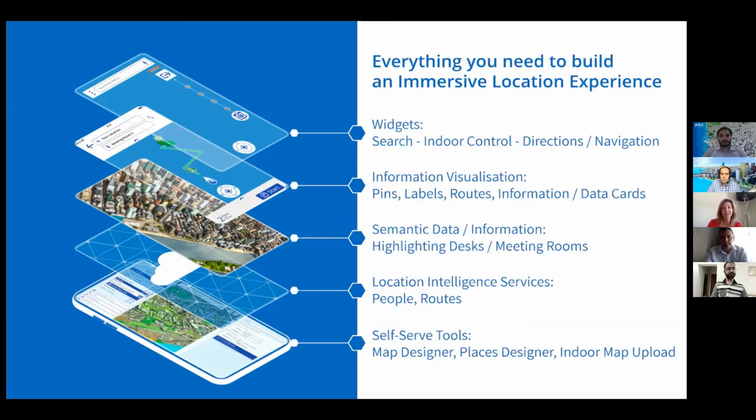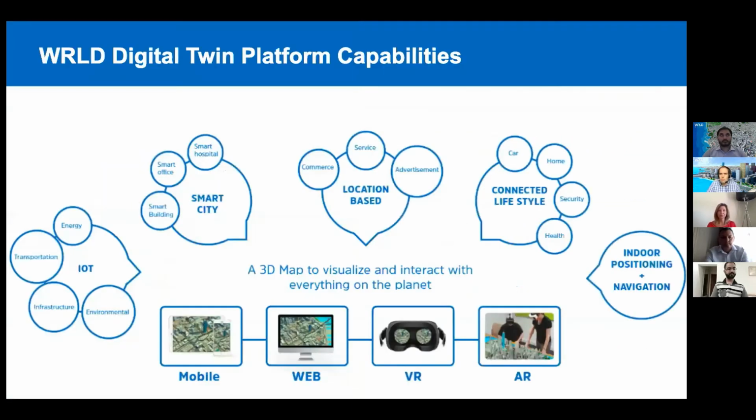Okay, so this single slide shows the broad capabilities of our digital twin platform. So basically, we are saying that you can visualize and interact with everything on the planet. By connecting IoT devices to our platform, this turns everything into intelligent things and can help you monitor and manage energy usage and real-time transportation, for example. These IoT devices and intelligent things are also the foundation of smart cities and smart buildings. And by combining geospatial data and business intelligence, it enables location-based services.